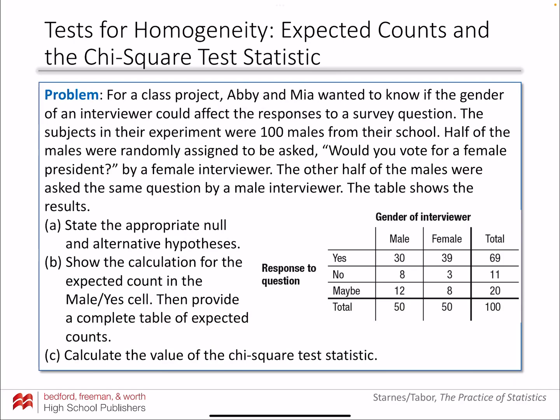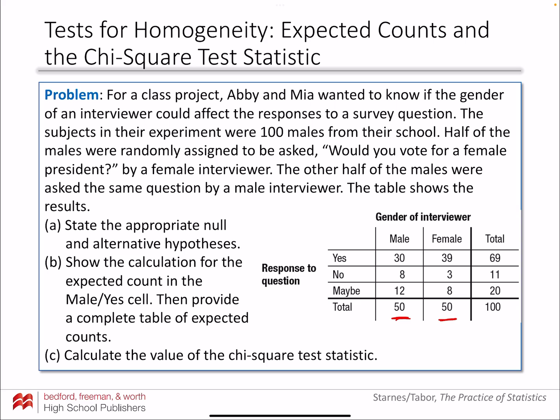All right, so let's look at another example. For a class project, Abby and Mia wanted to know if the gender of an interviewer could affect the responses to a survey question. The subjects in their experiment were 100 males from their school. Half of the males were randomly assigned to be asked, would you vote for a female president, by a female interviewer, and the other half by a male interviewer. The table shows the results. Here's your two-way table. We have the 100 subjects randomly assigned to different groups, and 50 of them were asked by a male, 50 by a female, and here are the results, right?